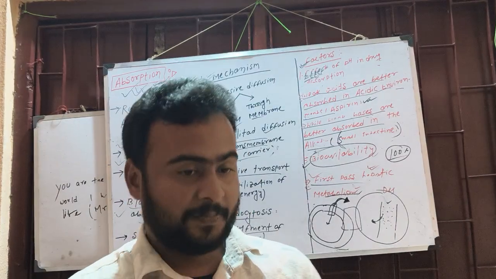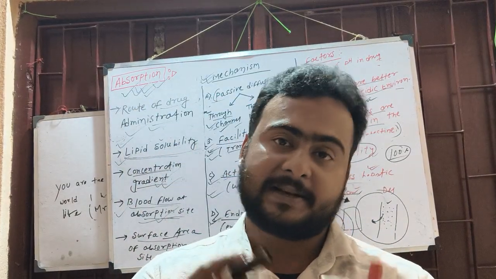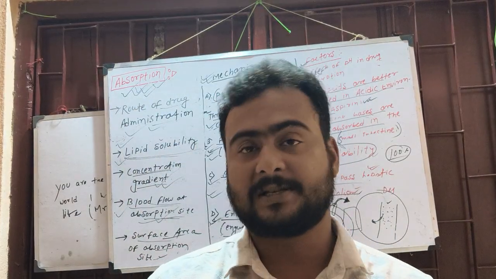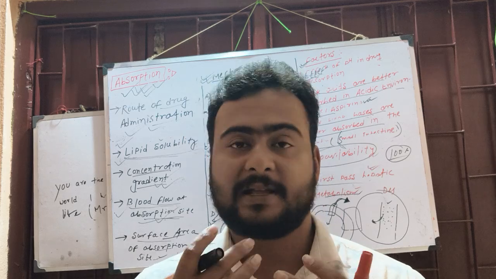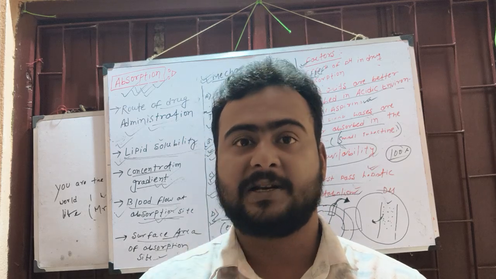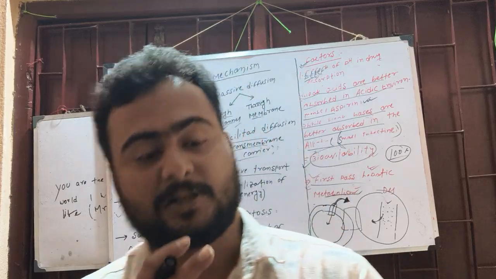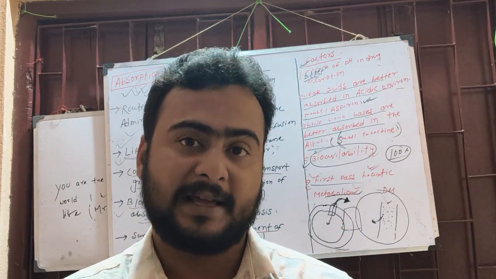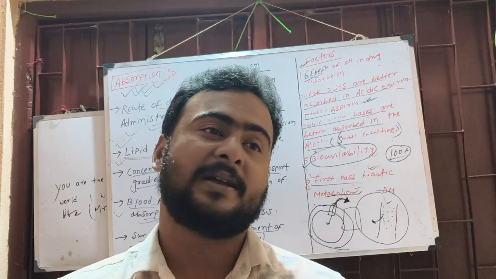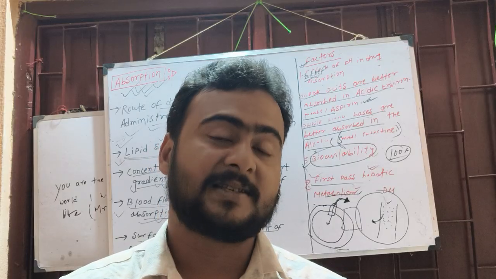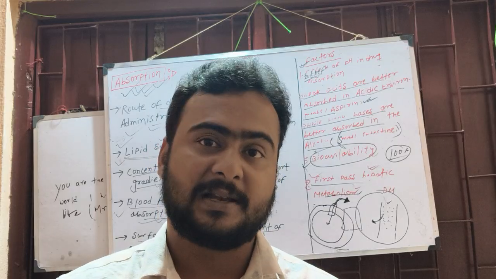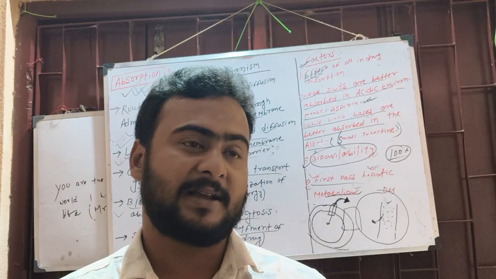Then what is first pass metabolism? There will be destruction of the drug before reaching the systemic circulation. If you're taking a drug of maybe 100 mg, there will be destruction in the stomach by HCl. After that there will be destruction of the drug in the epithelial tissue. So many different things are there.